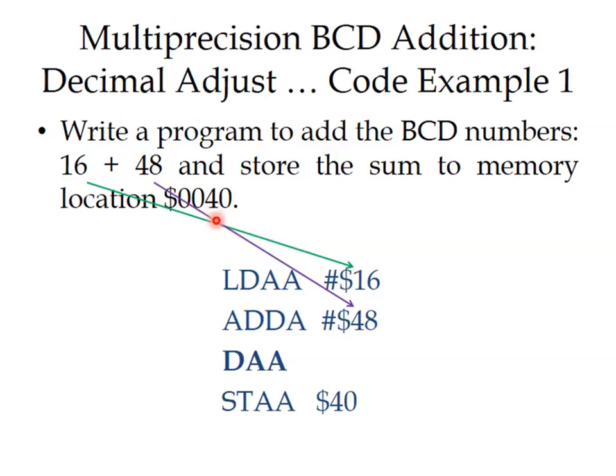Now if you add this sum, what should your answer be? 64, right? Meaning, if you think these are decimal numbers, 16 plus 48 should be 64. Once you save in 40, you will see the number is actually 64 because you already applied decimal adjust. Otherwise your sum would be 5E, if you think this is a hex addition, because after line number 2 it was 5E, but when you did decimal adjust, it became 64. It fixed it just by following the same rules that we saw in the last slide.